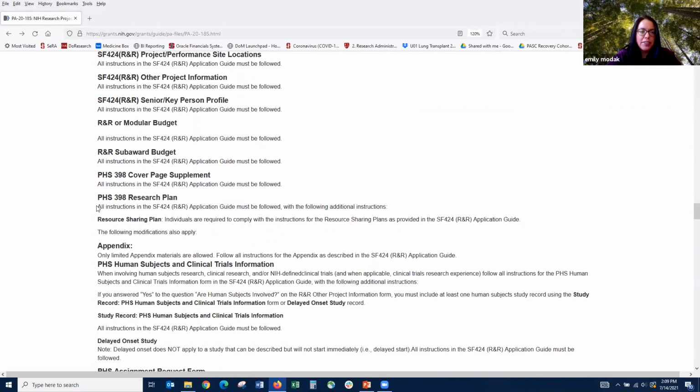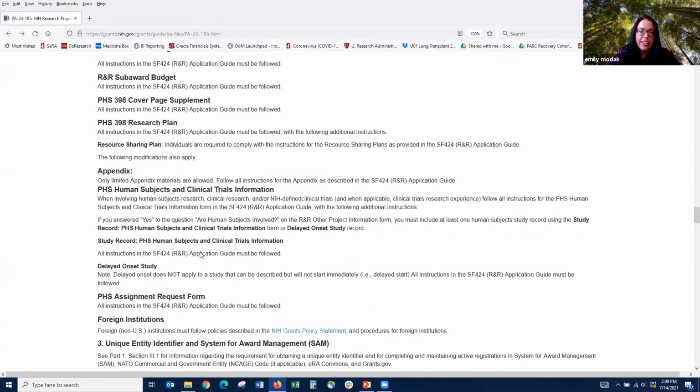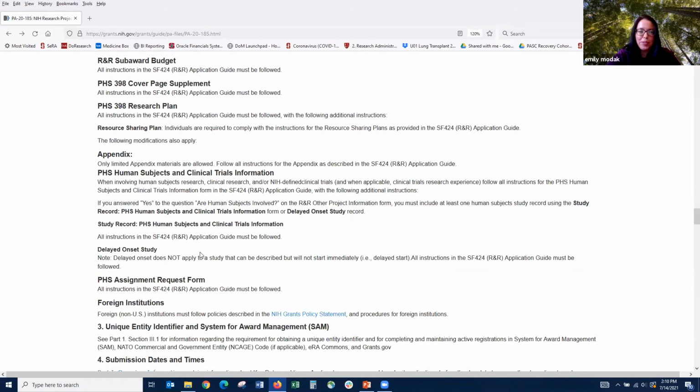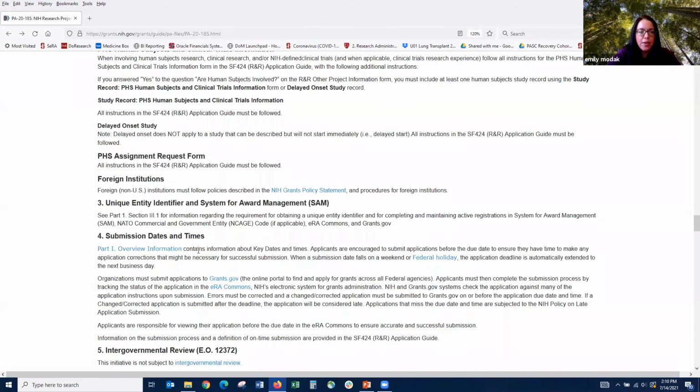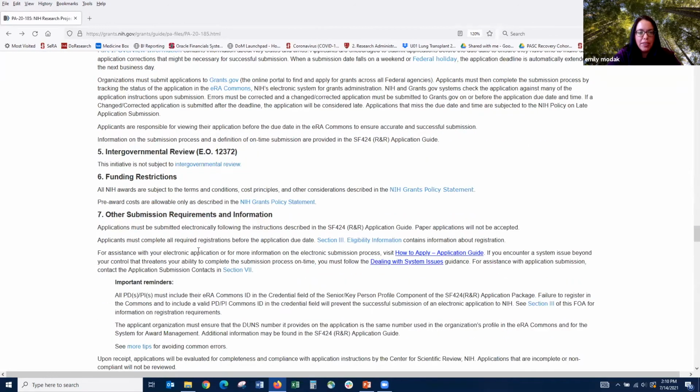Here's one that has just a little bit of additional instructions, regarding the resource sharing plan attachment. Individuals are required to comply with the instructions, and the modifications are limited; only appendix materials are allowed. Appendix is something you want to be very careful about. Make sure that you check the appendix policy before attaching anything there. Of course, RMG will stop you if you put in something that's not allowable, but a lot of times the PIs need to be reminded of that. So these are the general things that I look for.